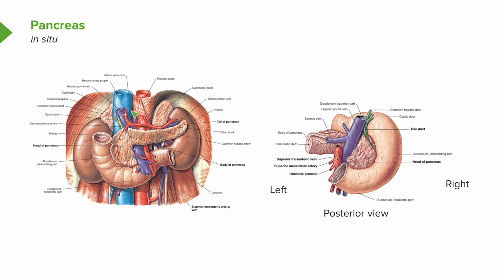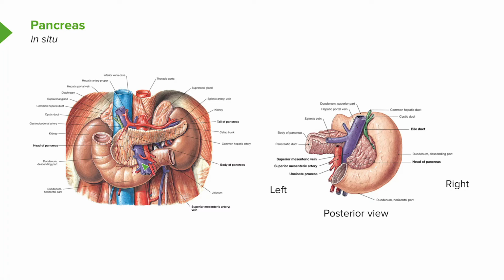Coming from the aorta, we've added in the superior mesenteric artery, and here's the inferior vena cava. But importantly, here is the hepatic portal vein, and here we can see the superior mesenteric vein. And we'll look at the formation of the portal vein later on. But down here we can see the posterior view.